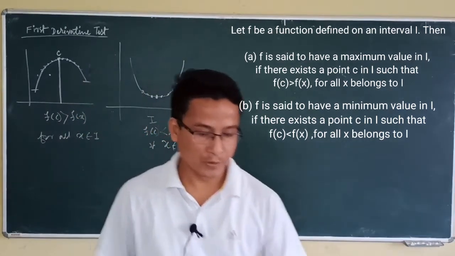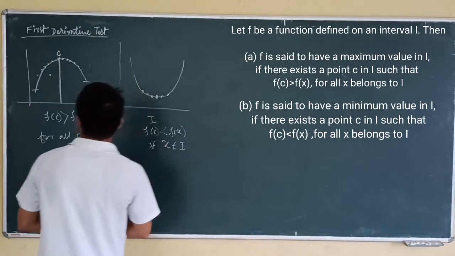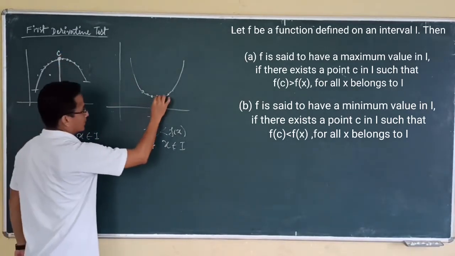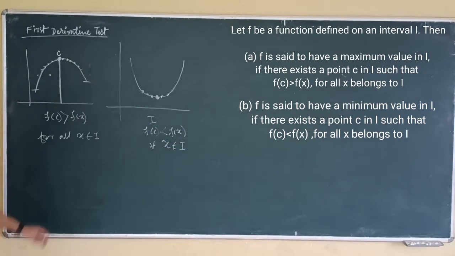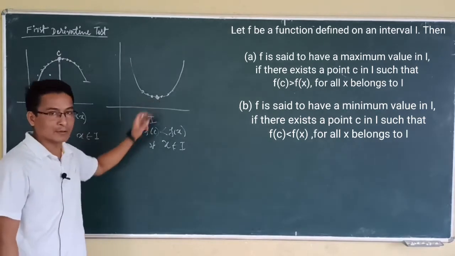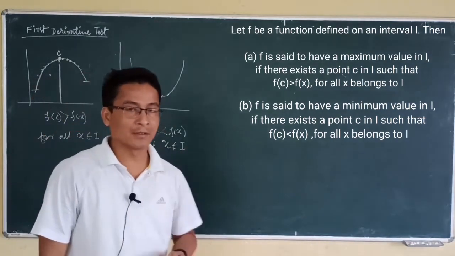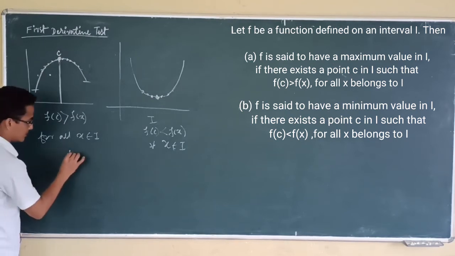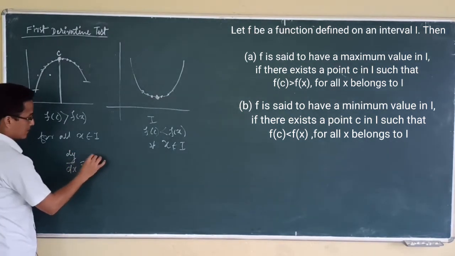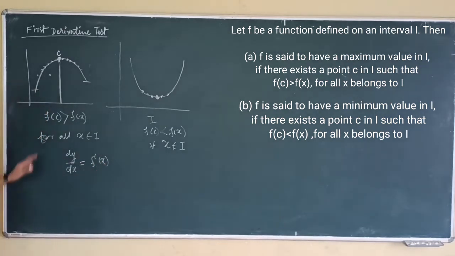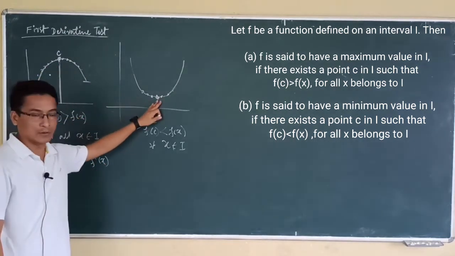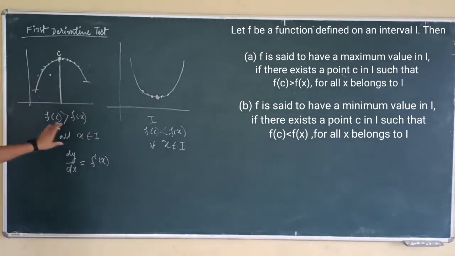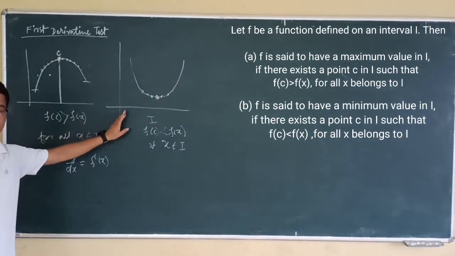Now this extreme point is also called the critical point, and this one is also called a critical point. When we find the slope at that point, slope means dy by dx, that is f dash x, we get 0. That is all about the basics of maxima and minima.